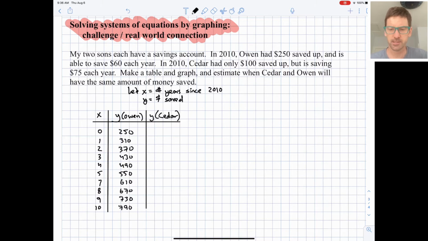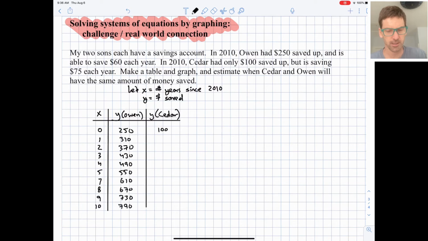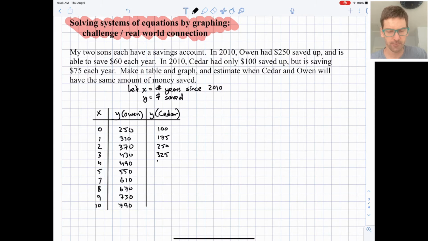Okay. Cedar's saving up 75 each year, and he started with only 100. So 175, 250, 325, 400, 475, 550. It's taken us a while here. Let's see. 610. No, I did that incorrectly there. 550, 625, 700, 775. Oh, it looks like they're starting to get caught up.